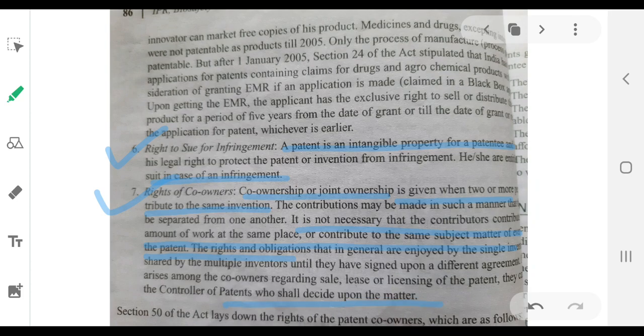Again, we come to know, as discussed in the last class, that the controller is the one who decides a lot of things. So this can be another decision which is being made by the controller.